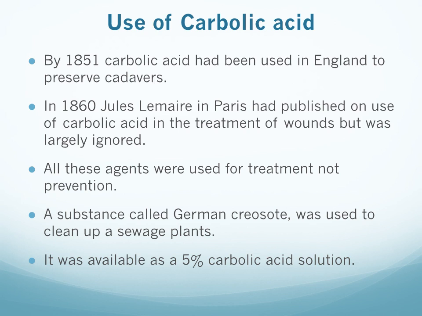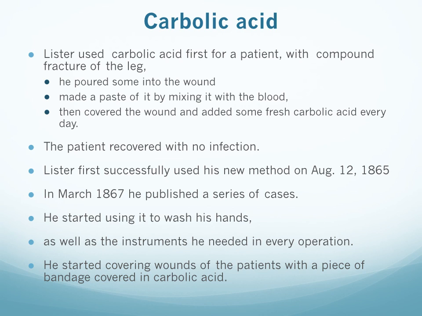After reading Pasteur's paper, Lister was convinced with the idea of preventing the surgical infections by destroying the microorganisms that caused it. So, he started using a substance which was called the German creosote, which was used to clean up the sewage plant. It was available as 5% carbolic acid solution. Lister used carbolic acid first for a patient who was suffering from compound fracture on a leg.